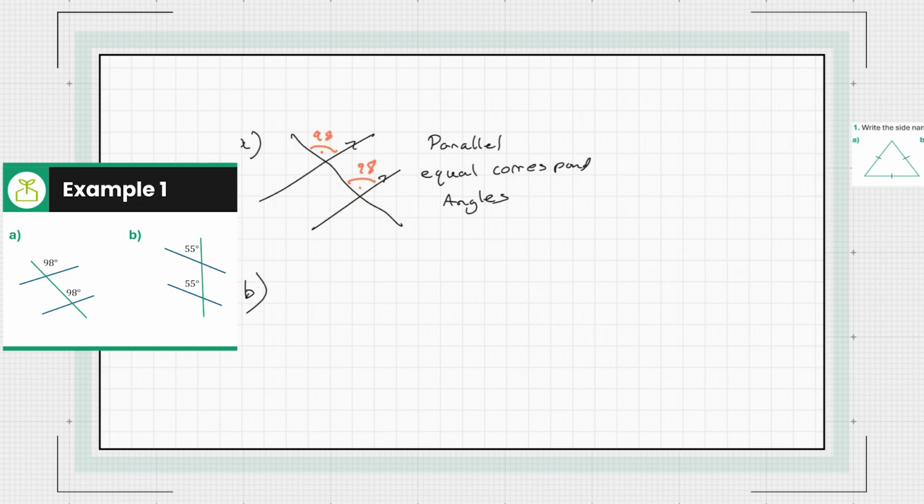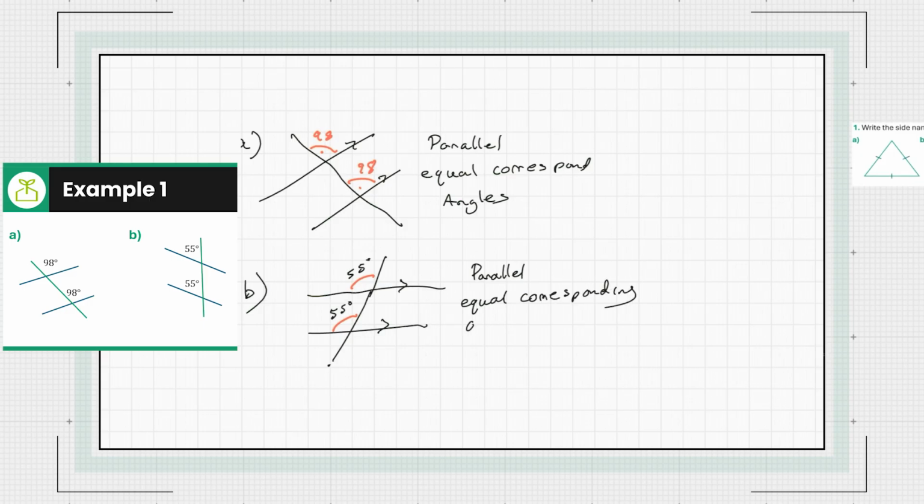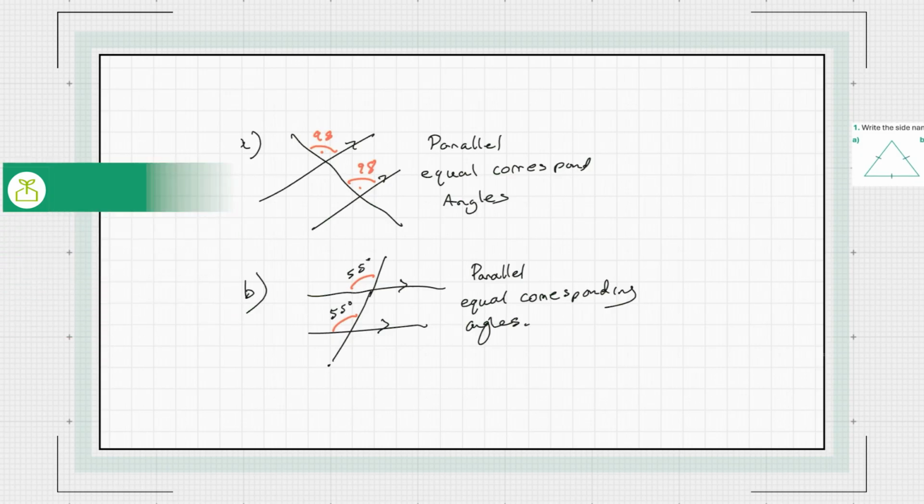If we look at B, again we have this transversal and it is cutting across two lines, and we don't know whether they're parallel or not, but we do know that again we have a pair of equal corresponding angles. So if we have two equal corresponding angles, then these must be parallel. So this is also parallel, and the reason is equal corresponding angles. Okay?